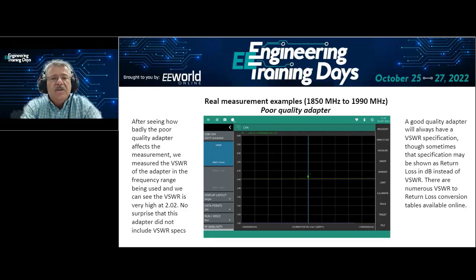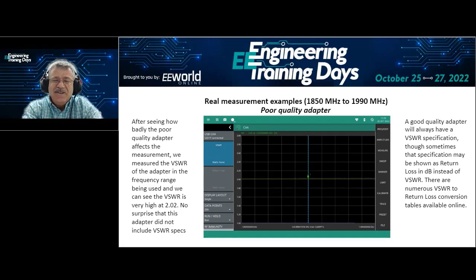So I decided that since that bad adapter had such a negative impact on the measurement, I mean, it literally throws a passing measurement into a fail, let's measure the VSWR and see where it's at in that frequency range, which happens to be the PCS band for this example. So that bad adapter, the VSWR, is 2.02.